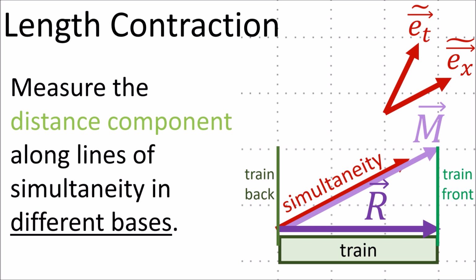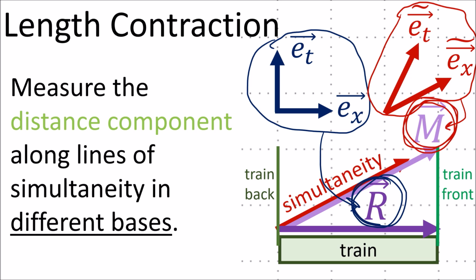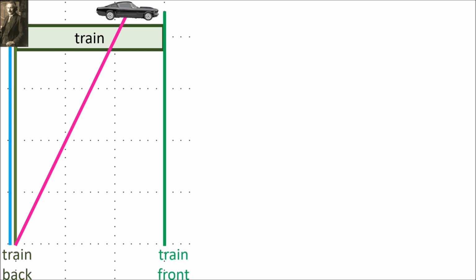So length contraction is actually about measuring the distance component of vectors along different lines of simultaneity in different bases. This means that for length contraction, each basis measures a different vector to get the length of an object. Let's do an example of measuring the length of a train that's stationary in Einstein's frame, with the car moving to the right. I've marked the world lines of the train's back and front on our space-time diagram.